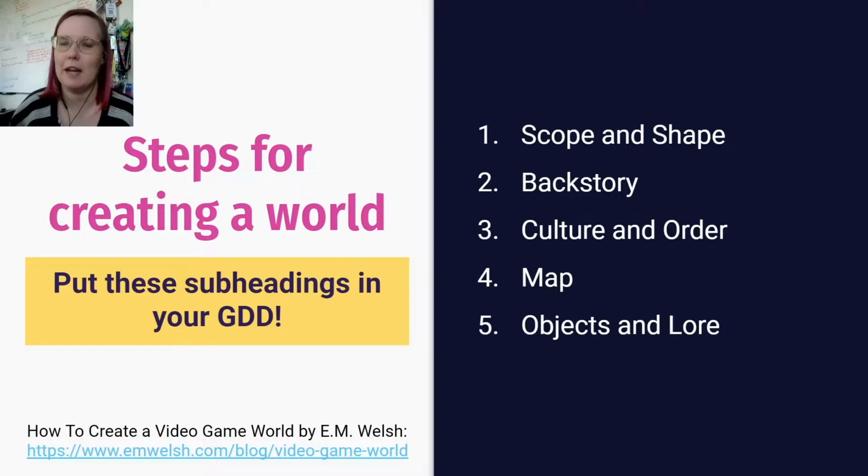So here are some steps for creating a world or some ideas that we're going to go through. So you can put these subheadings in your GDD. We're going to look at scope and shape. We'll look at backstory, culture and order, map, and objects and lore. And if you want to, you can also check out the link below. It's a blog post about creating a video game world by E.M. Welsh.